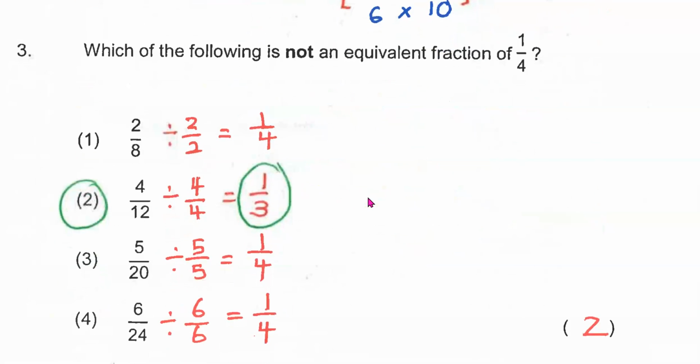Next, which of the following is not an equivalent to 1/4? It means out of all these fractions here, when you simplify them, the answer is not 1/4. 2/8, you can divide by 2, it is 1/4. This is 1/4. And 6/24 divided by 6 is 1/4. 1/3 is not equivalent to 1/4.